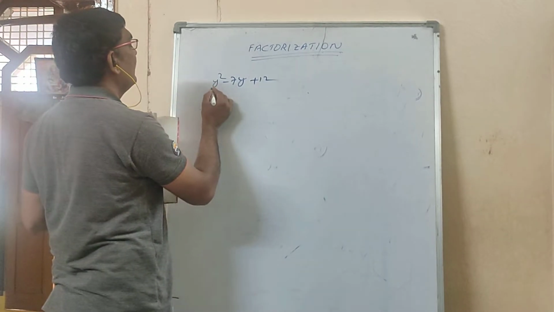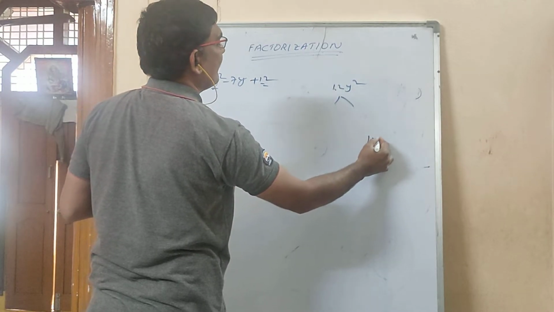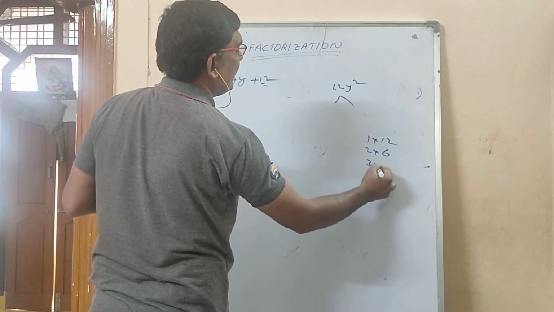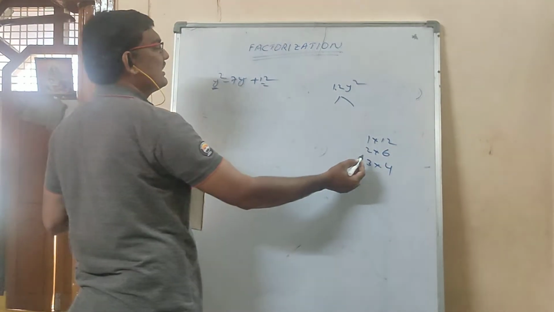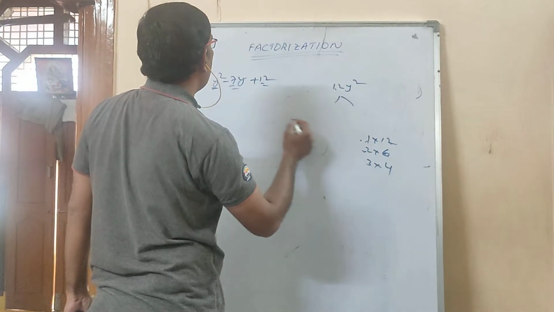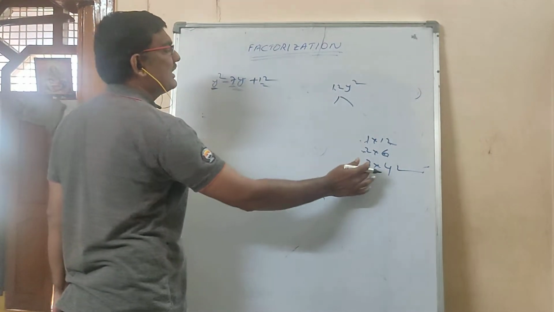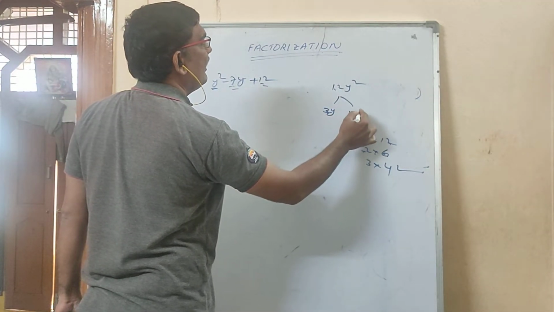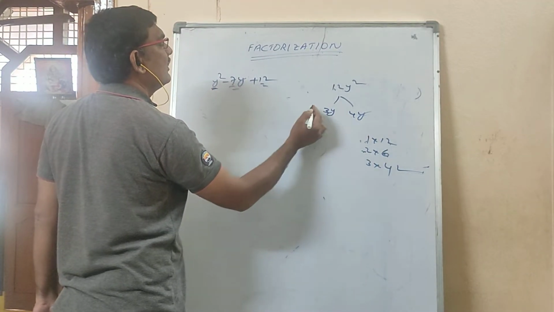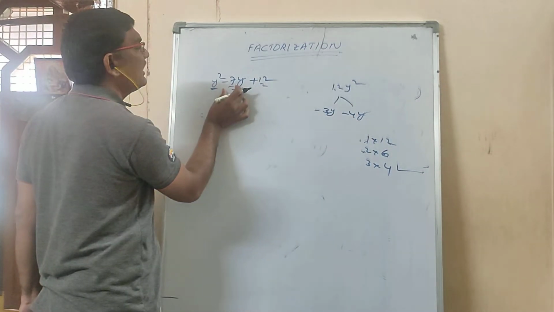Its answer I will say. First term, last term multiplied, 12y square. 12 factors: 1 into 12, 2 into 6, 3 into 4. These two add or subtract, you won't get 7. These two, if you add or subtract, you won't get 7. These two, if you add, you are getting 7. So select this one, 3y and 4y. If you add these two, you should get minus 7y. So minus 3y, minus 4y. If you add, you are getting minus 7y.